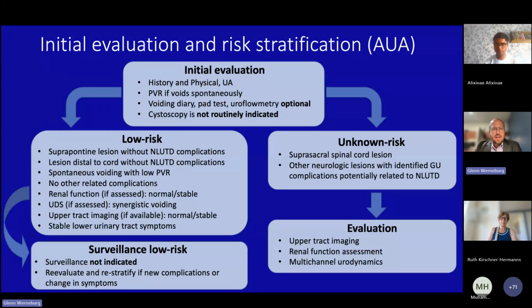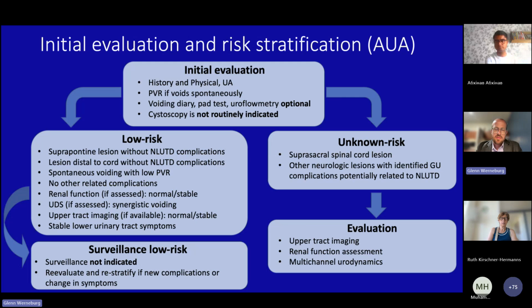Well, basically, what we're trying to do here is stratify patients based on the risk of their kidneys for deterioration. So the principle here is that a high pressure bladder can cause kidney dysfunction and deterioration. So how do we identify the patient who's at very low risk for this, who requires less surveillance, versus how do you identify a patient at high risk for upper tract deterioration due to a poor bladder? And that's a lot of what we'll be discussing today.